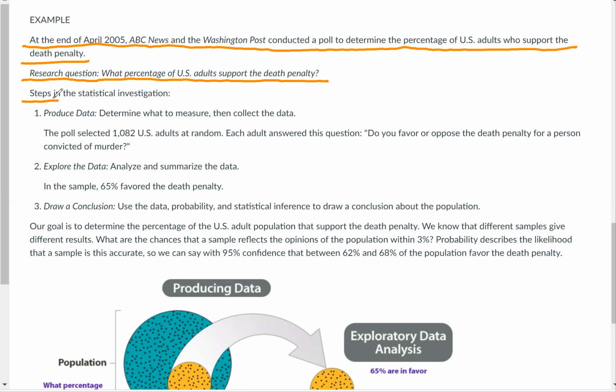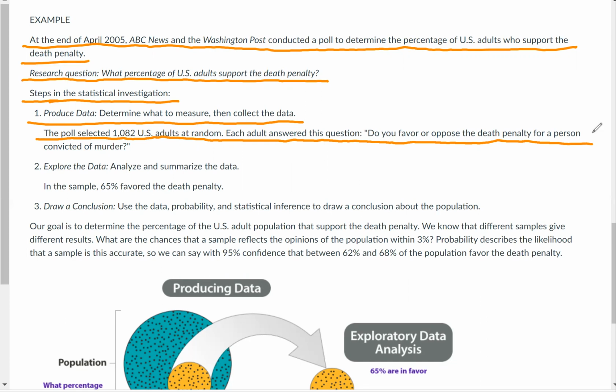So these would be our steps in the statistical investigation. First, let's produce data, determine what to measure, then collect the data. The poll selected 1,082 US adults at random. Each adult answered the question, do you favor or oppose the death penalty for a person convicted of murder? Once we collect the data, then we will, step 2, explore the data. Analyze and summarize it. In this sample, 65% favored the death penalty.